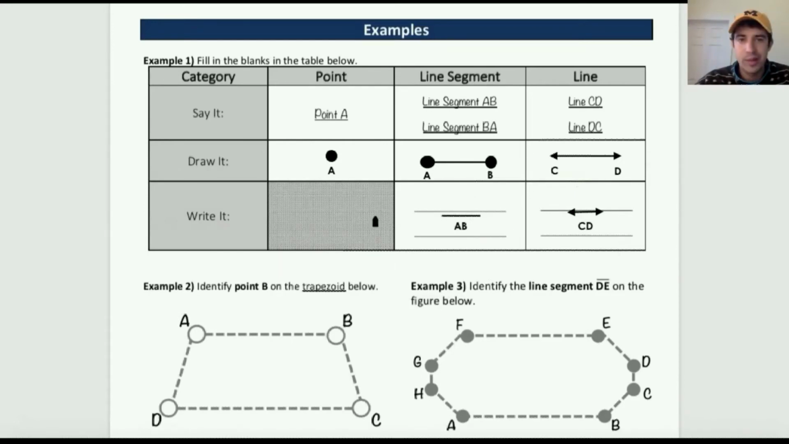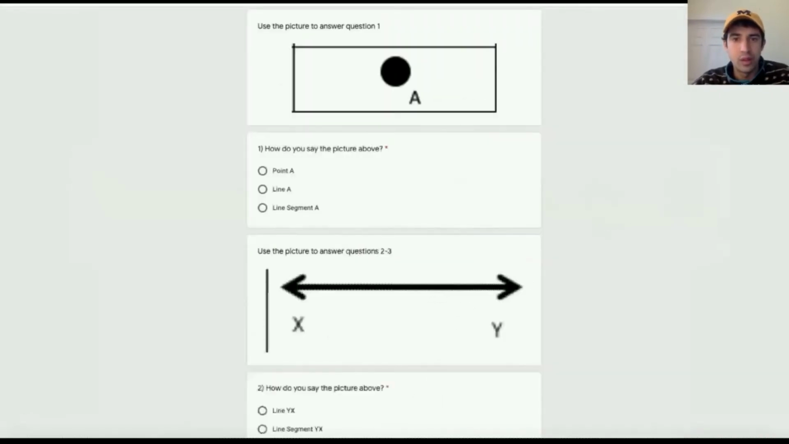So if we were to enter this into our Google form, it's going to look a little different since we're not going to be able to draw out this table. So here's how it's going to look. When I enter in my Google form, I first have this picture right here, and this is point A. And so I'm going to say, how do you say this picture? Well, you can say it point A, line A, or line segment A. This is obviously point, since there's this point right here, A.